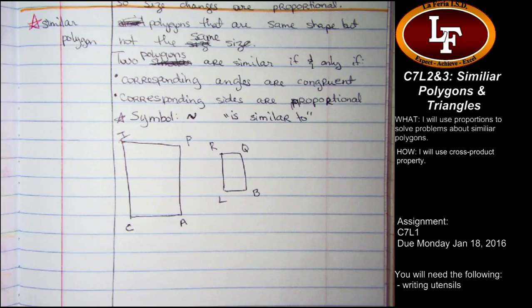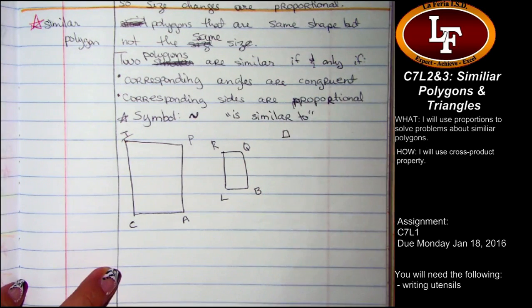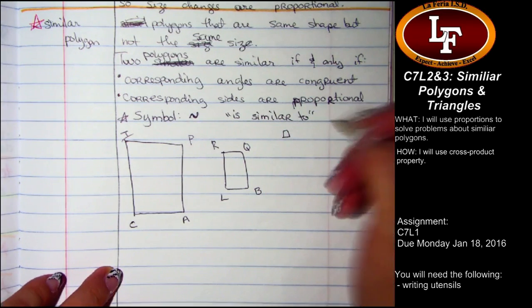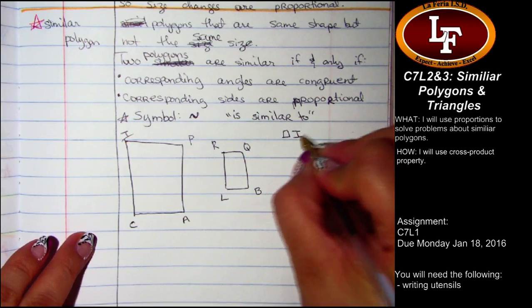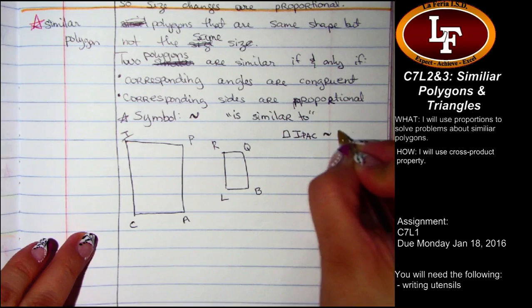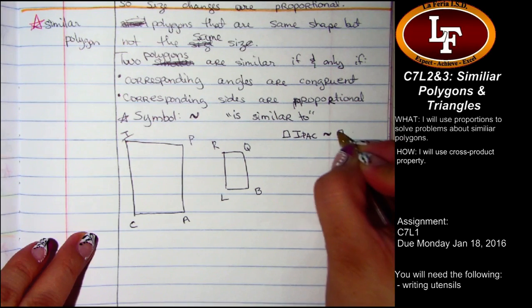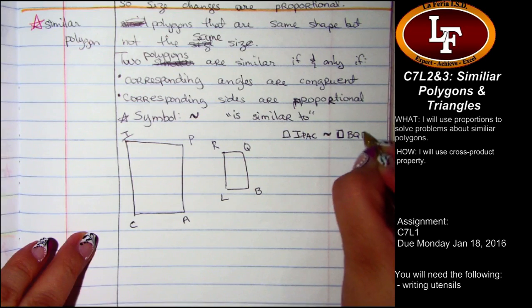Thank you very much. We need to write that these two quadrilaterals are similar to each other. So we're going to do that by drawing a little four-sided figure, this sort of rectangle thing, named IPAC, is similar to another thing of the same shape, BQRL.